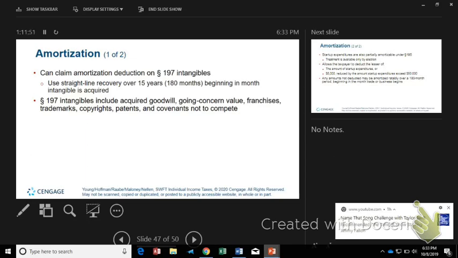They can claim amortization deductions on 197 intangibles. They do straight line over 15 years beginning in the month that the patent or the intangible is acquired. Notice, for tax purposes, it's 15 years. Okay, but for financial purposes, it's over the life of the asset. So it is a difference between tax and financial. So it doesn't matter here that it could be a 20-year patent or 70-year copyright or 5-year patent. 15 years, 180 months, straight line.